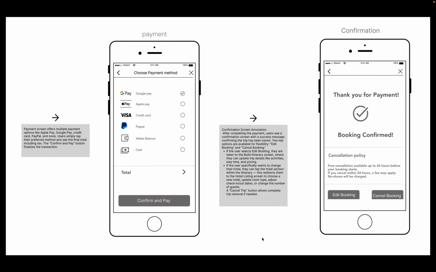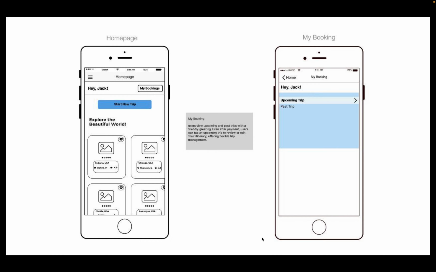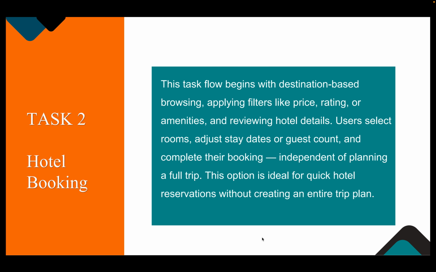And for the payment option, there are various payment options, and after the payment you can see the confirmation email, and after that we can also edit or cancel the confirmation. For the upcoming trip, once the trip is booked, users can edit the trip and view their trip after booking. So if they want to make changes after booking, they can easily make them. Also if the price for the hotel is higher, they can replace their accommodation with a cheaper one.